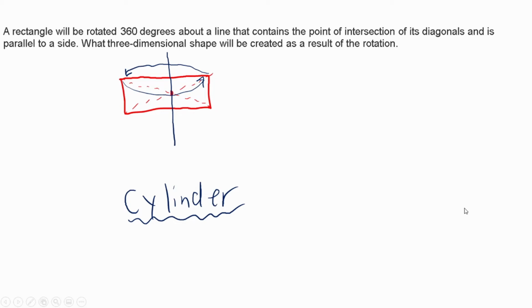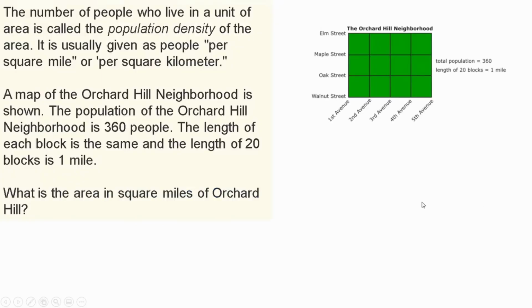There's our answer. Next up, we have a new problem. It says the number of people who live in a unit area is called the population density of the area. It is usually given as people per square mile or per square kilometer.